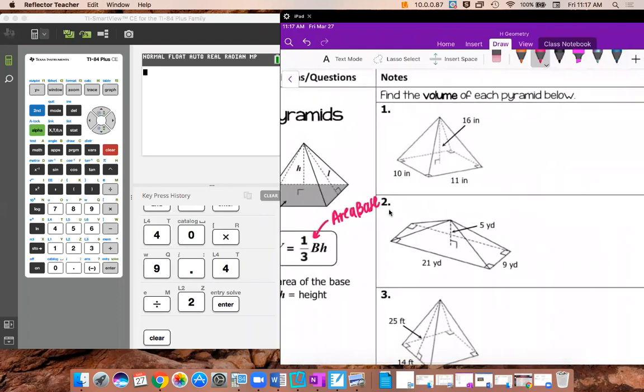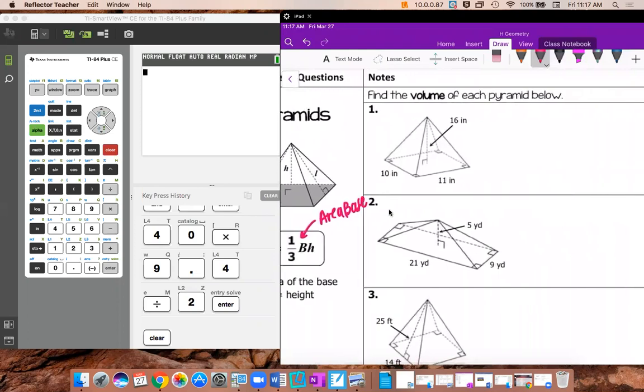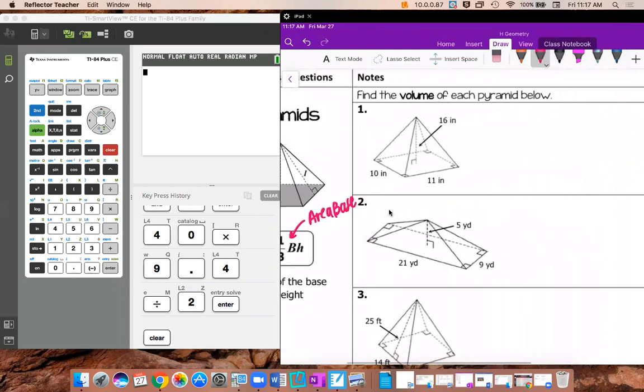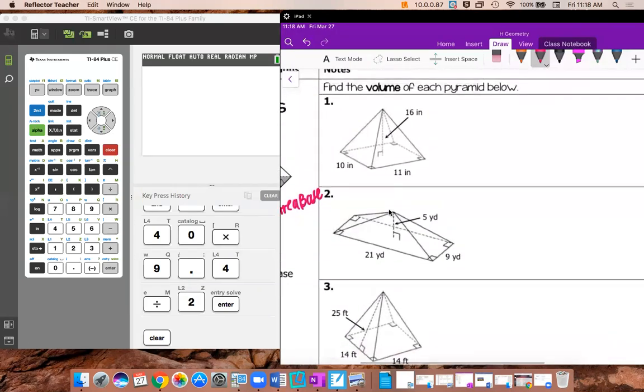Okay, so we're gonna do the volume of this first one, and it looks like we have everything that we need. So let's just start by finding the area of the base, and then we're gonna plug it into that formula. Always start by finding the area of your base, because if you get weird bases, they could be a little different. So the area of our base in this one is 10 times 11, so 110 inches squared. Then to get volume, we just do 1/3 times the area of that base times the height, and they do give us the height. From the apex down, that height is 16, so we're gonna multiply this by 16.